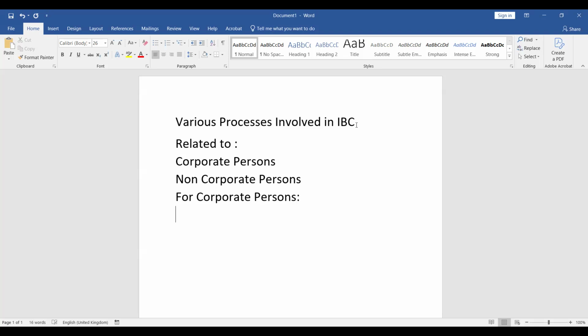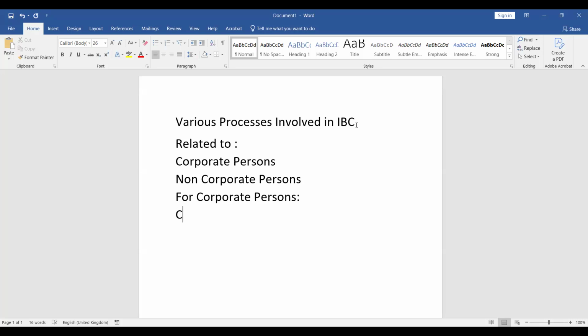Actually, corporate persons are primarily of two types. It could be a company which could be established under the Companies Act 2013 or any other earlier Companies Act. It could be an LLP. It could be a body corporate established under any other law. But here, there is a major departure, because it says the financial service providers are not covered under the definition of corporate person. So there is a separate process for those financial service providers.